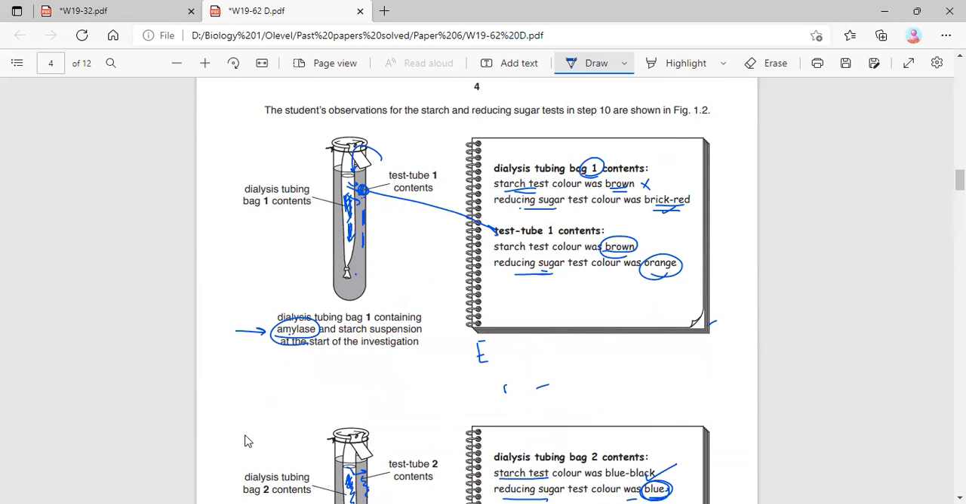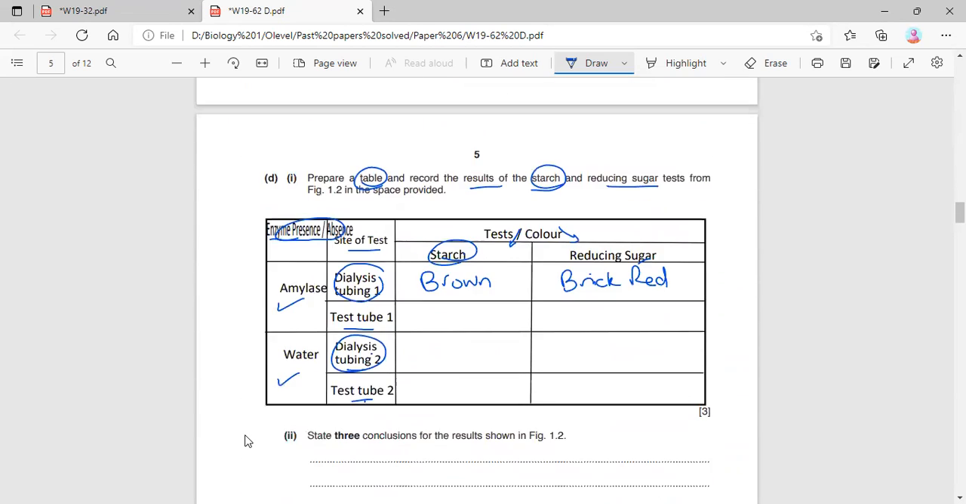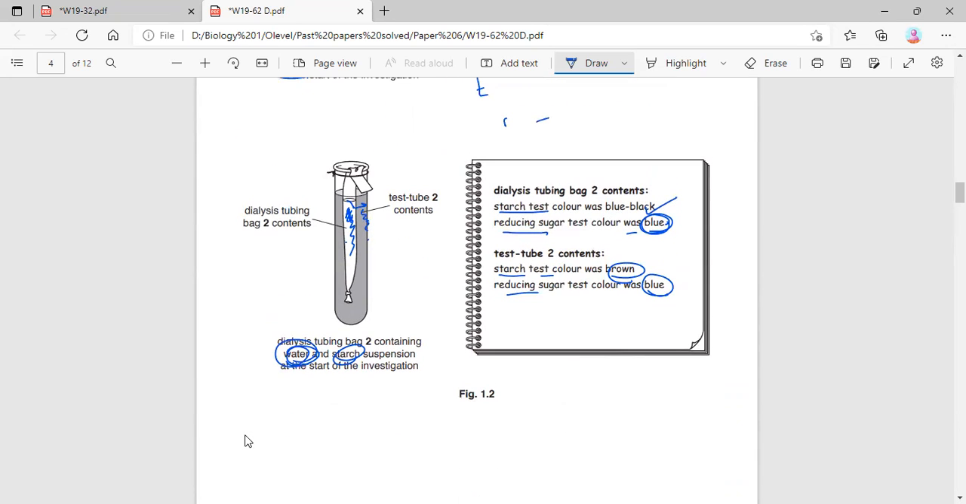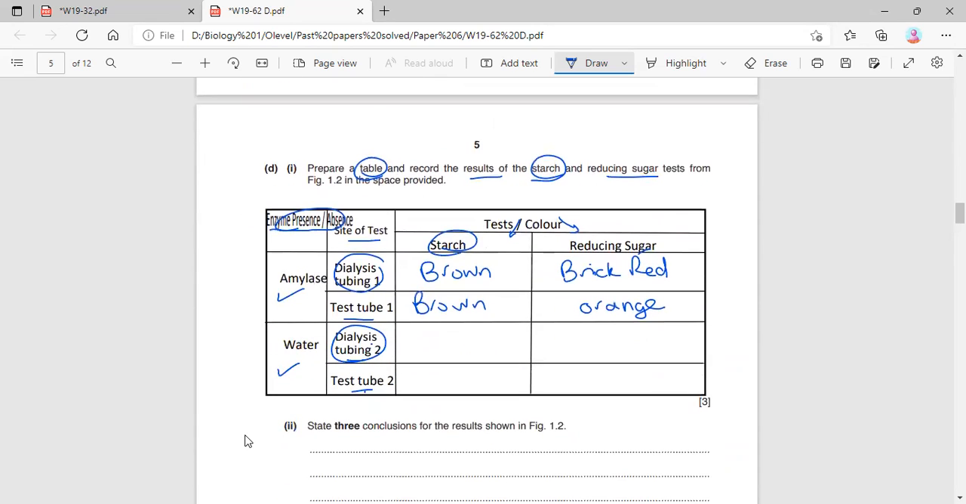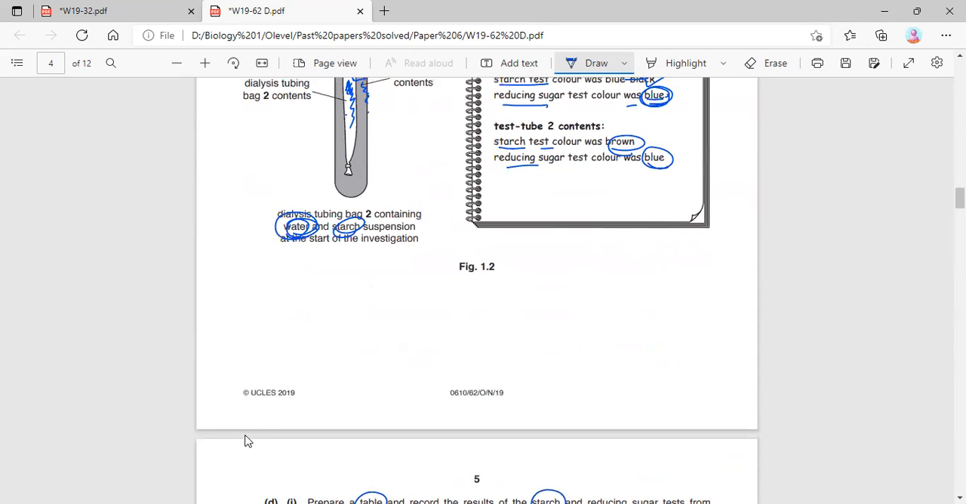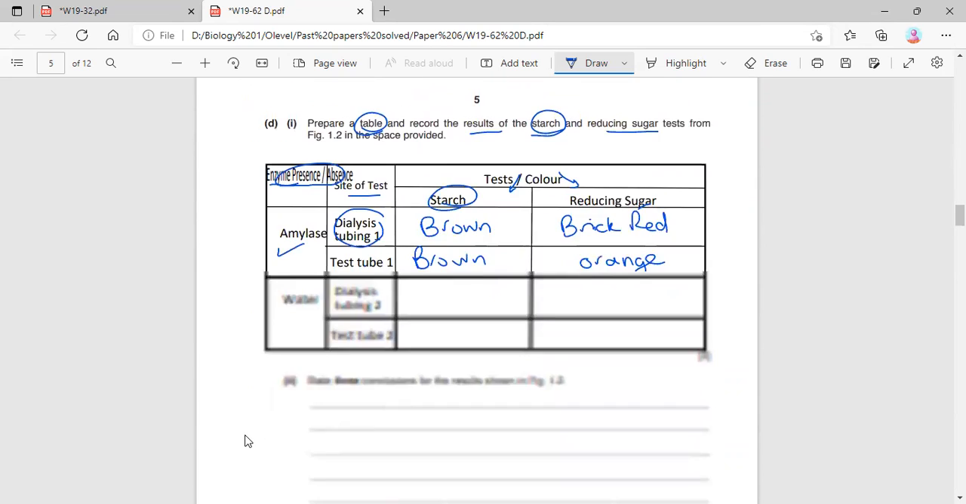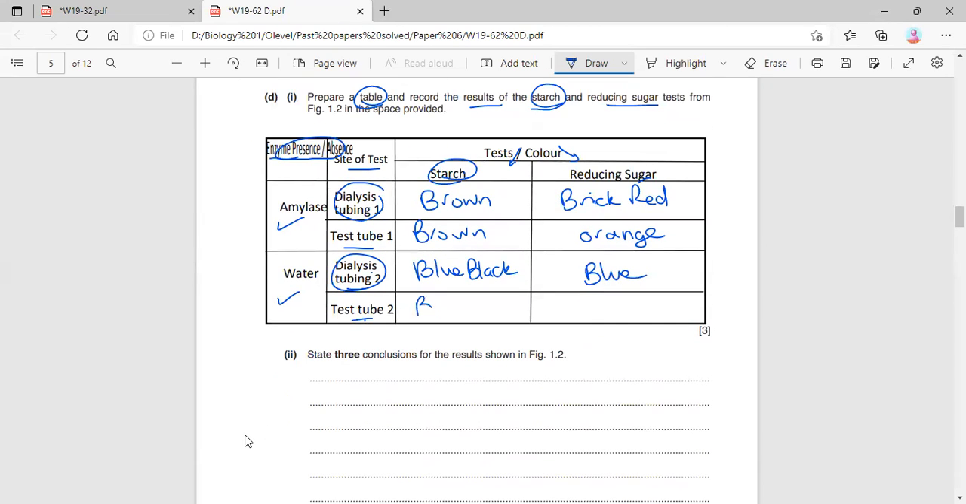For test tube 1, it was brown and orange. For the water, test tube 2, dialysis tubing: blue-black and blue. Test tube 2, it was brown and blue. Okay. Now the table is finished.